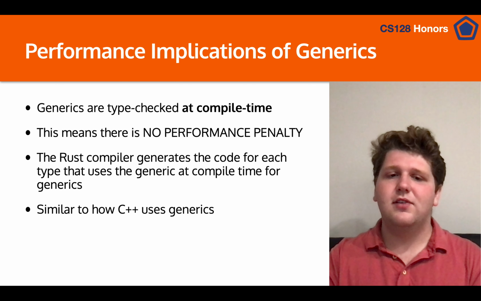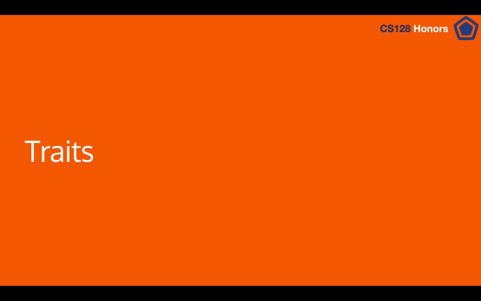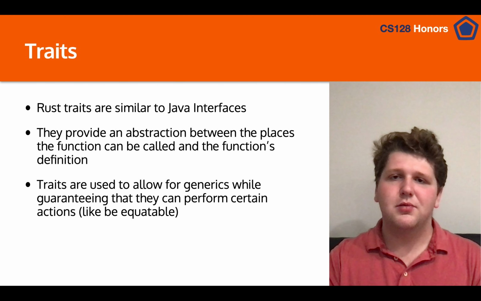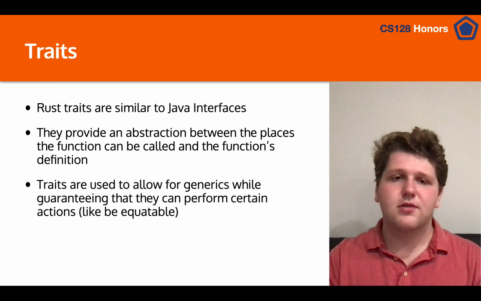And so this is actually similar to how C++ uses templates, which are similar to generics, except that's the C++ version of them. So let's talk about traits. So traits in Rust are similar to Java interfaces, which you should remember from CS124, 125, or a proficiency exam from when you took, say, AP Computer Science in high school.